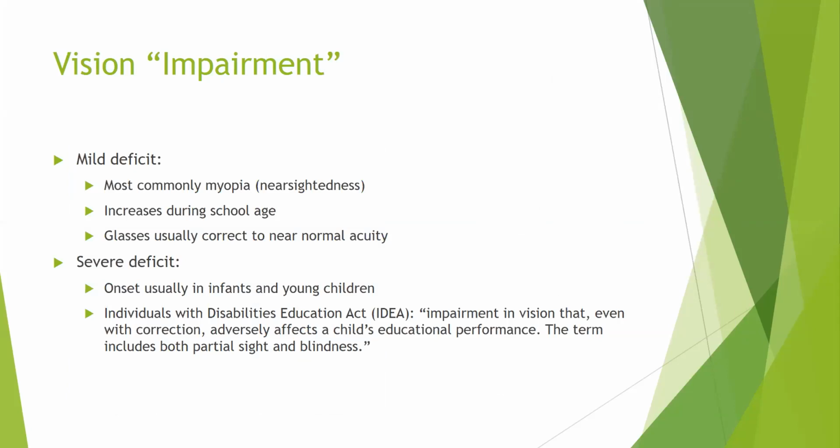Vision impairment. So vision impairment, with mild deficits, this is the most common. We call this myopia. This is nearsightedness. It increases during school age, and glasses are usually the corrective measure to increase their visual acuity. So with myopia, you can't see the objects or the words very well from far away.